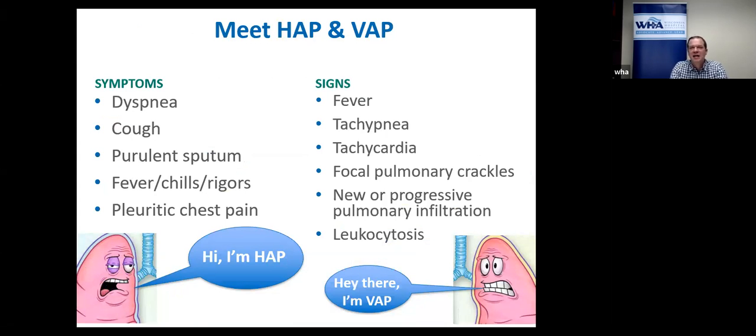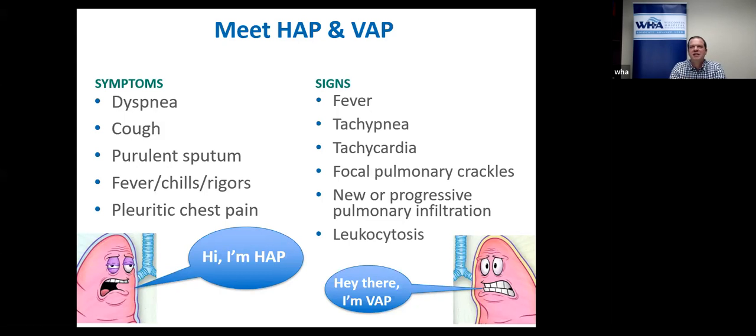In terms of symptoms and signs, this is basic. There's nothing special about HAP, there's nothing special about VAP. They are pneumonias. So symptoms are things that the patient will complain about, right? They'll complain about shortness of breath or dyspnea. They'll complain about cough. They'll say, every time I cough, I'm bringing up this green junk. I feel like I've got fevers and chills. I'm shaking at night. Whenever I breathe in deeply, it hurts. Those would be your typical pneumonia symptoms. Same thing for HAP and VAP.